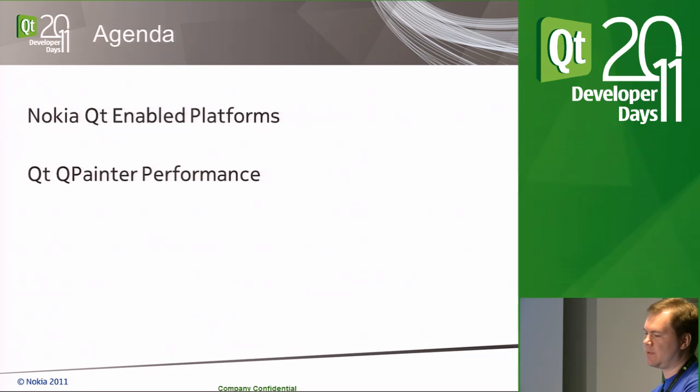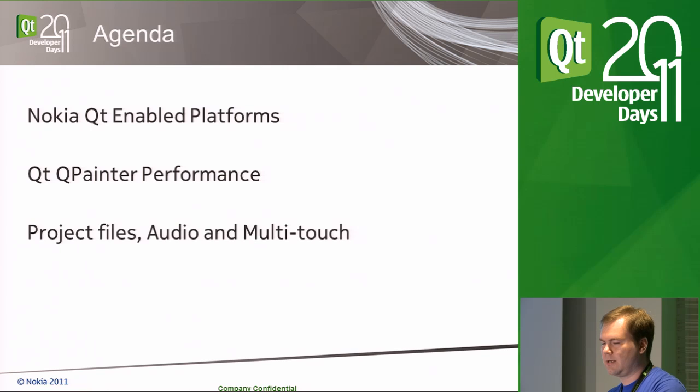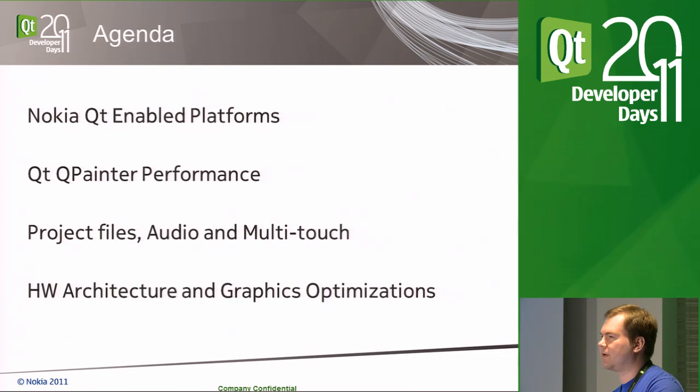First I'm just listing the Qt-enabled platforms, and I am going to talk about the differences in our Nokia platforms. Then about the Qt Painter performance, some things you should know about that. And then generally Qt project files, audio stuff, and Multitouch. And finally the hardware architecture and how to optimize your OpenGL ES code.